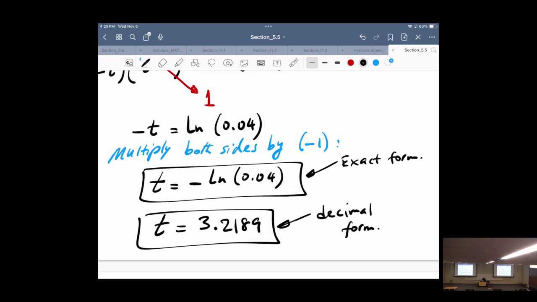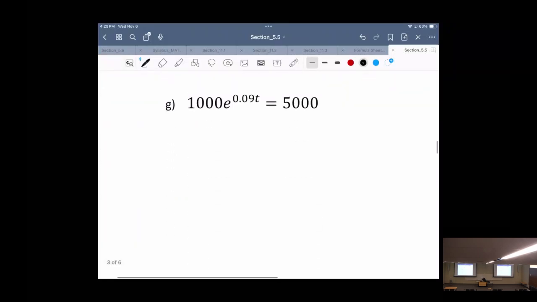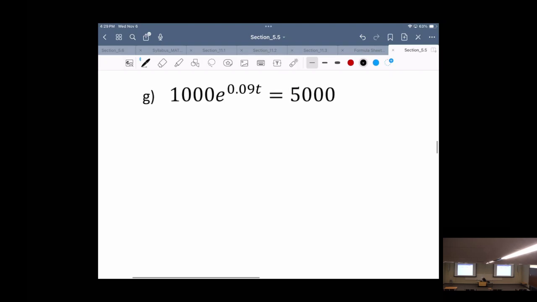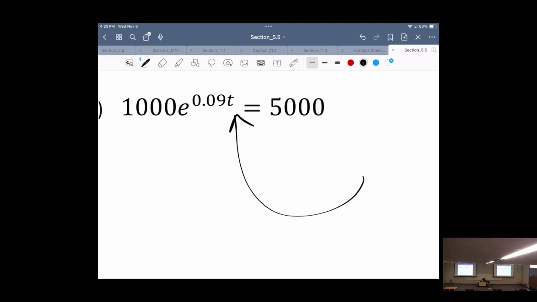Okay, I hope this is making sense. Okay, so we can move forward. And of course, you can come by my office hours if you have any questions about any of this. So this one is an interesting one. Go ahead, solve this. See what answer you get for the variable t. When you're done, come back to this. Now, I'm assuming you've done that.